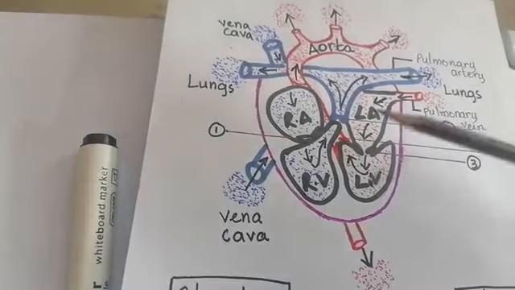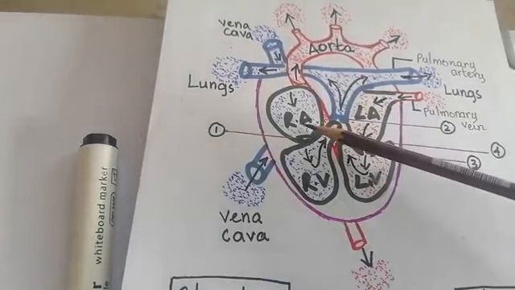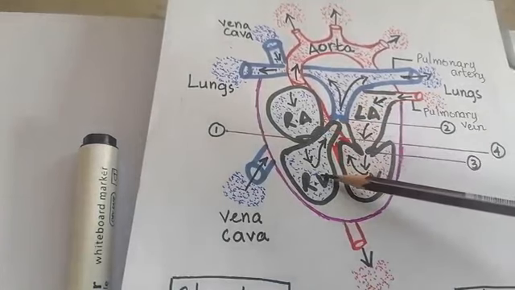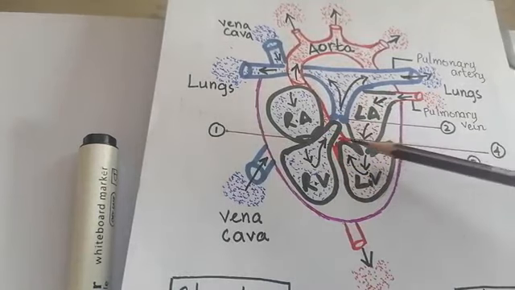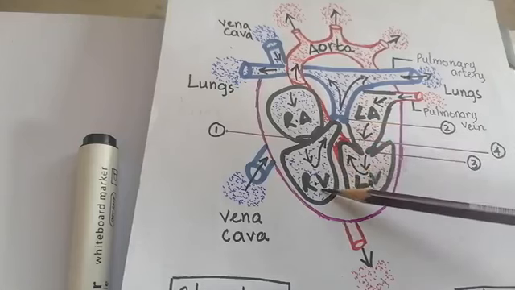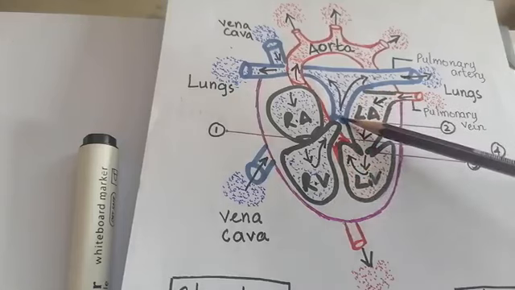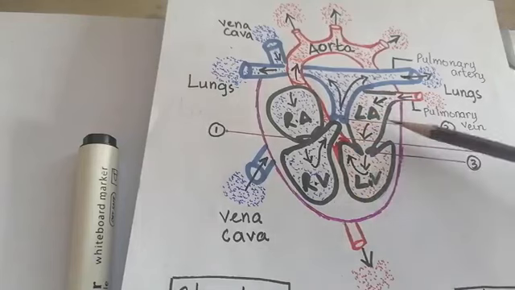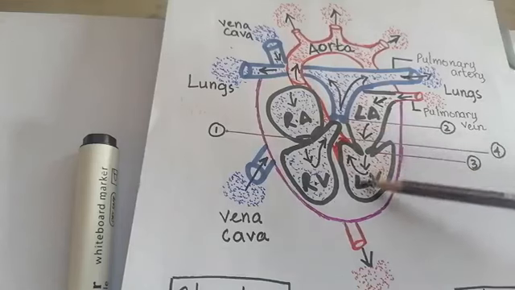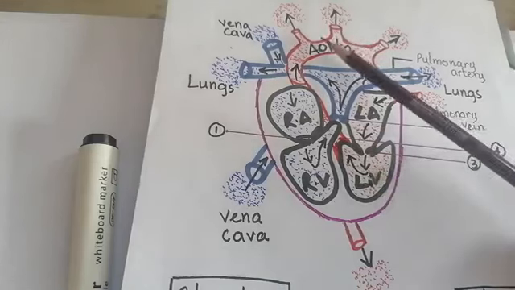There are 4 walls in the heart. The first wall is present between the right atrium and right ventricle, and the second wall is present between the right ventricle and the pulmonary artery, this one. The third wall is present between the left atrium and left ventricle, and the fourth wall is present between the left ventricle and the aorta.